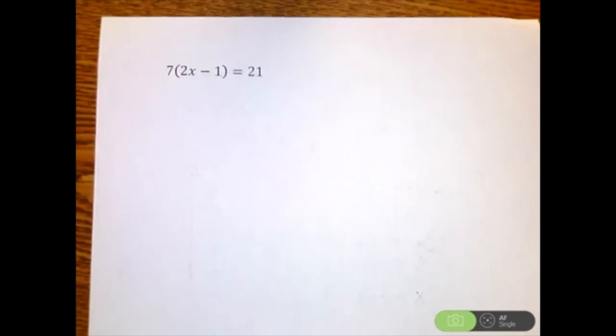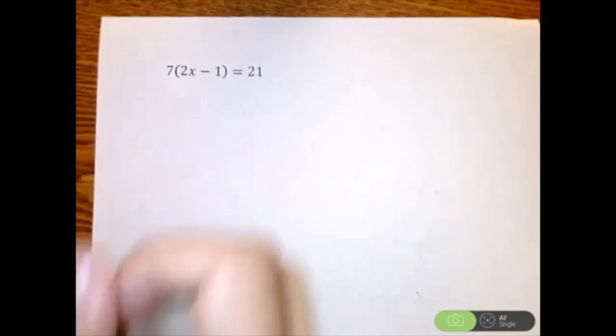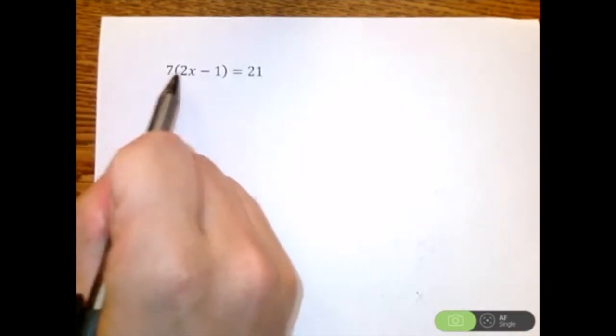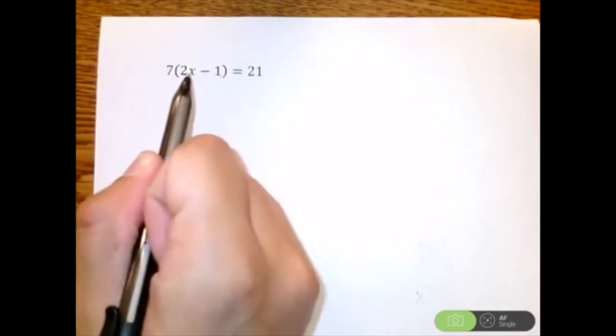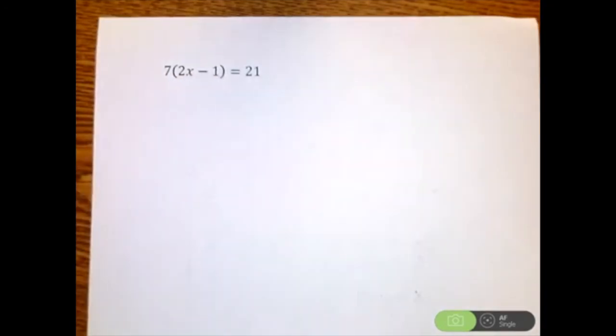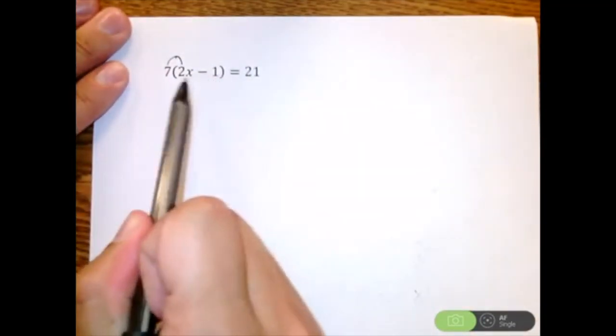Anytime I see parentheses, I immediately want to get rid of them. Okay? So when I see a number out front like 7 and I see parentheses, I'm thinking, you know what? I think I want to distribute this. Get rid of the parentheses so we can solve. So I'm going to take this 7 and multiply it all the way through this parentheses.